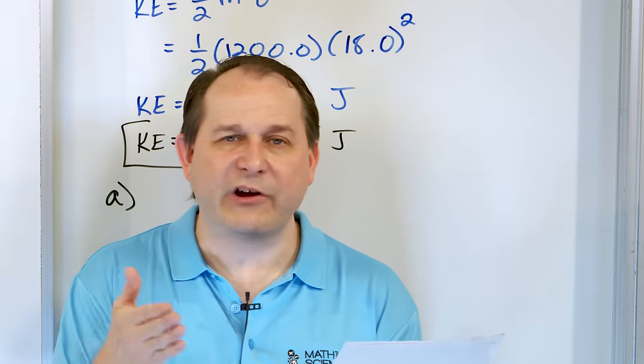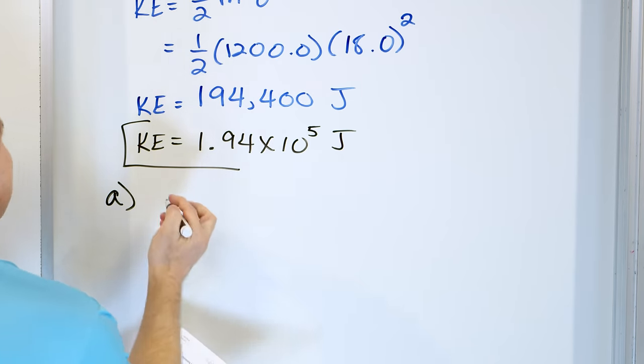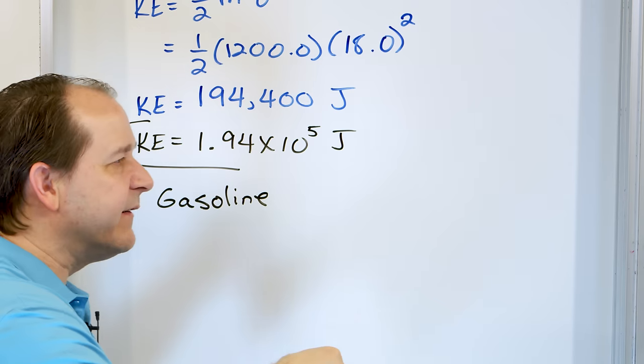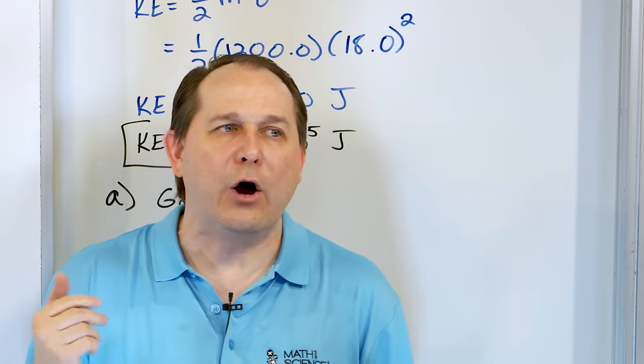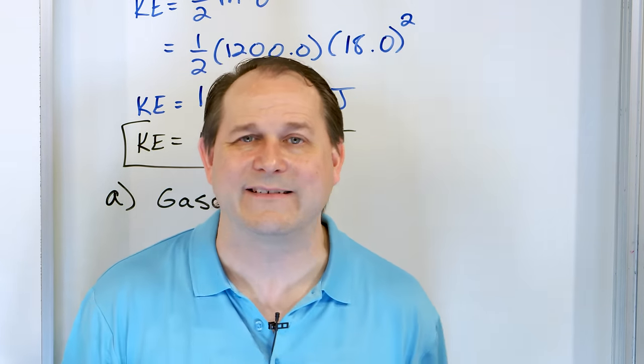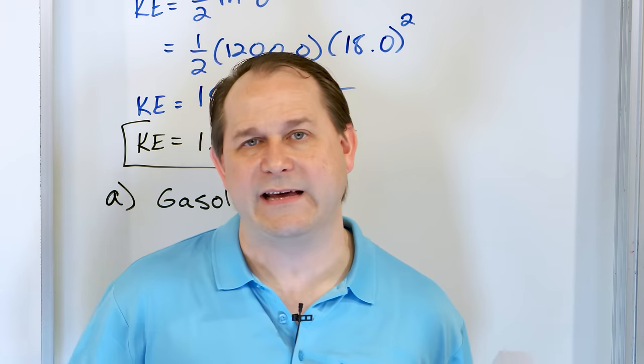So the question is, which has the higher potential energy? Well, the answer is the gasoline has the higher potential energy. And you know this because the car's function is to move. And the only way to get it to move is to get energy from somewhere. And the only energy you put into the car is the gasoline. So the energy has to come from the gas. Where? From the chemical bonds of the gasoline.